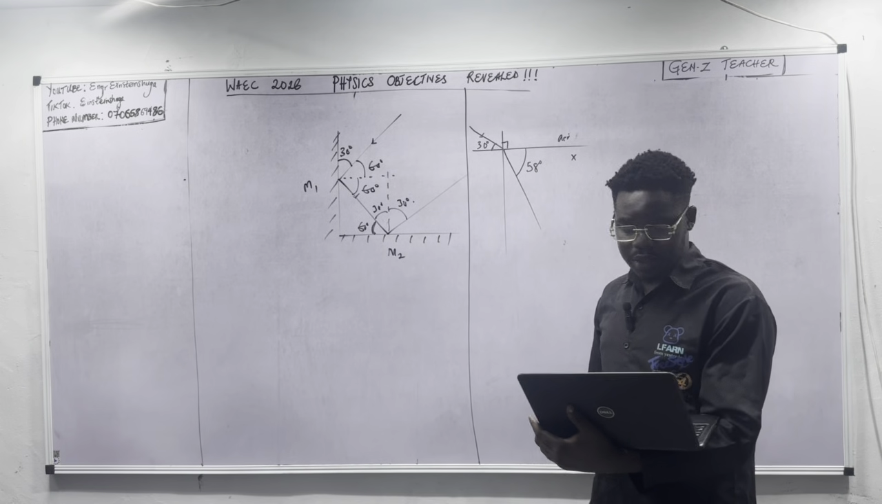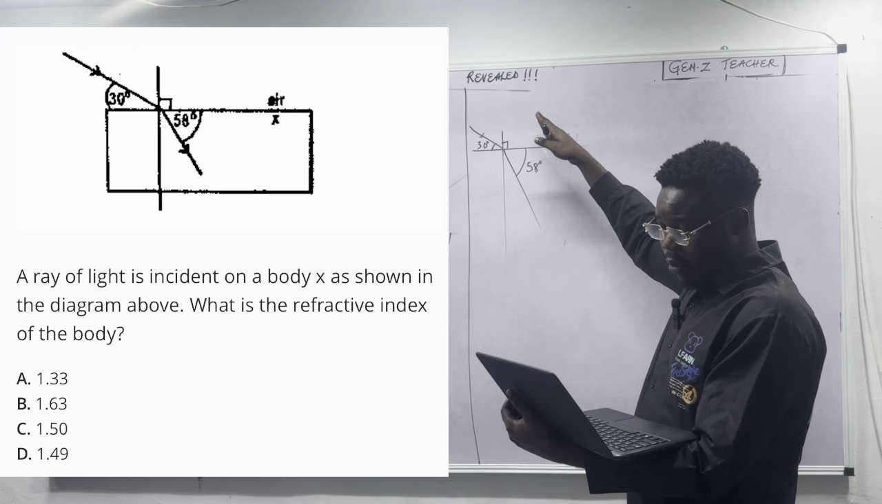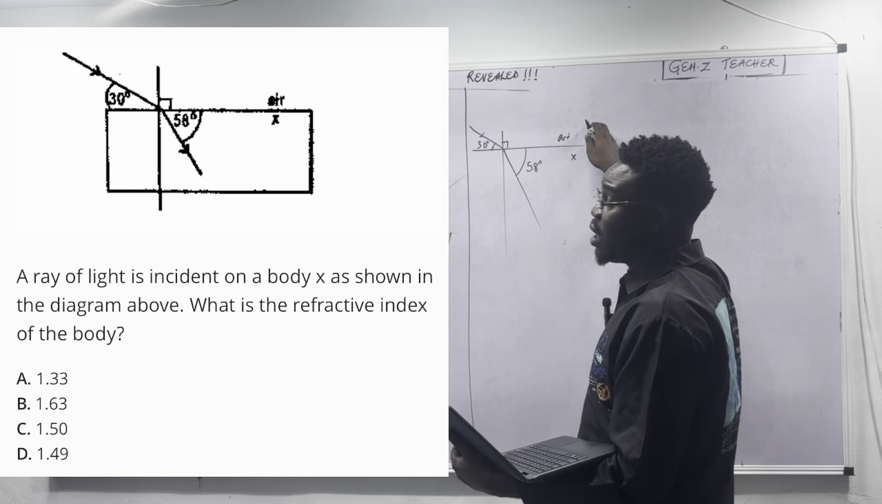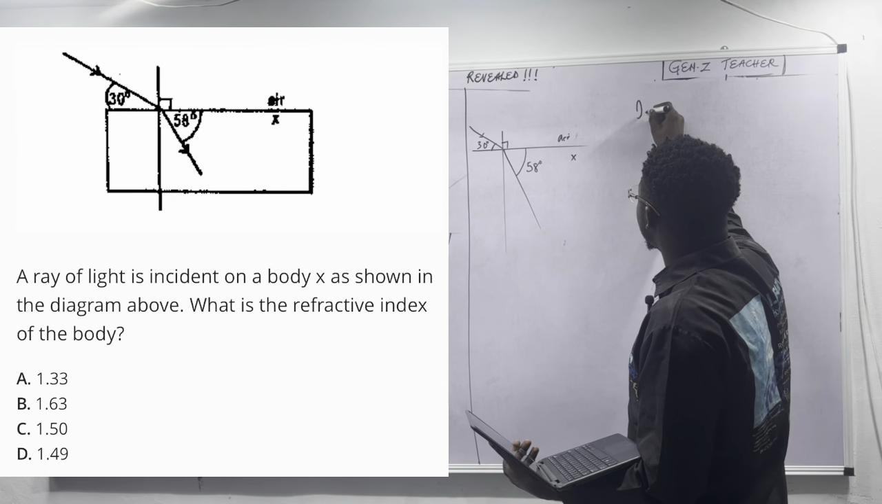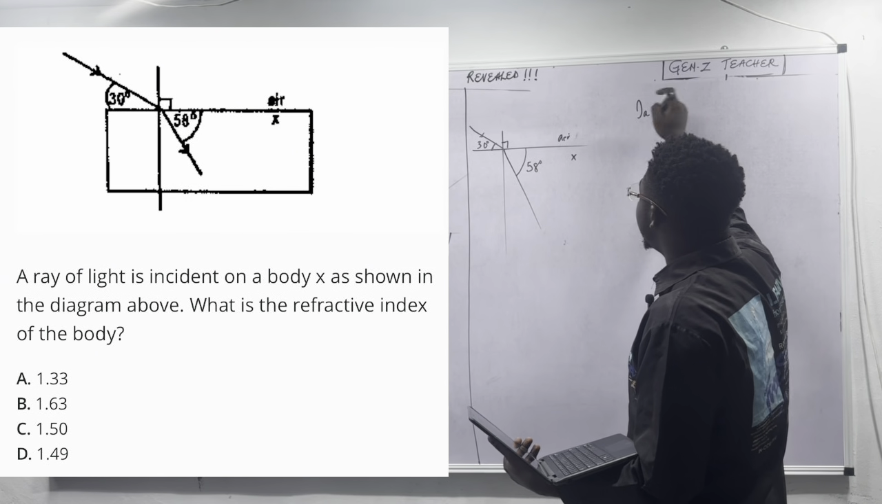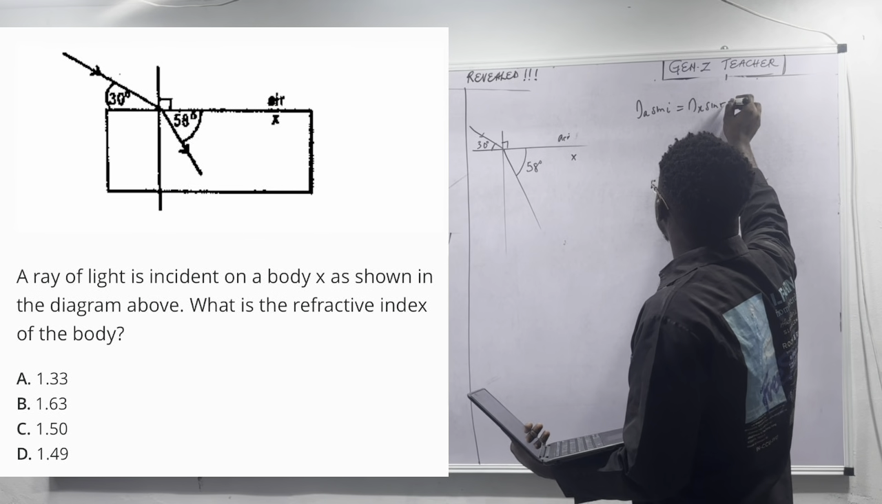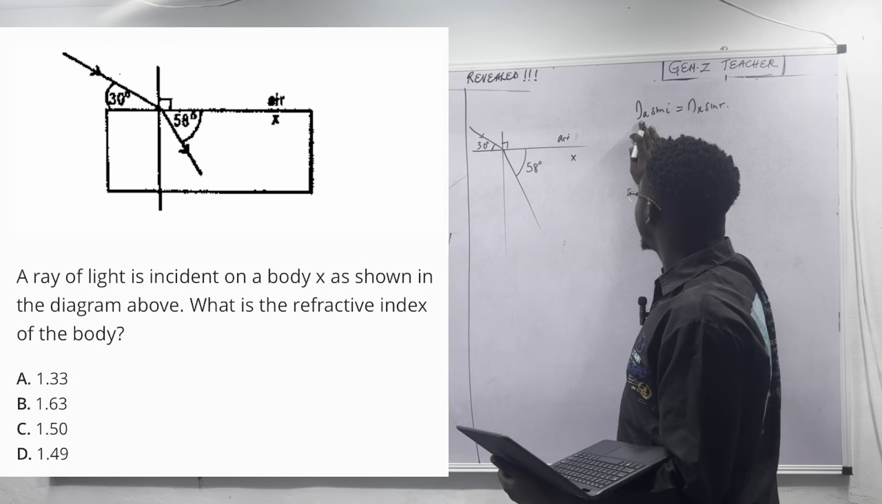Number 22 says, a ray of light incident on a body X as shown on the diagram above. What is the refractive index of the body? Now quickly remember, this is air, and I'm going to give a very easy formula to apply. Refractive index of air times sine of incidence equals the index for X times sine of refraction. Okay, and the index for air is always 1.